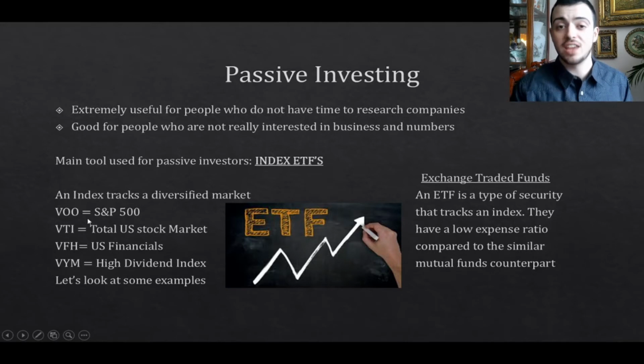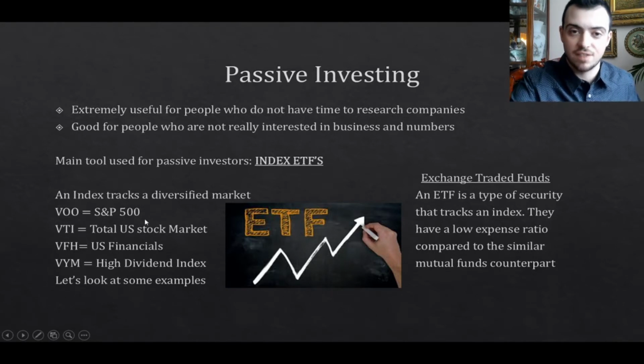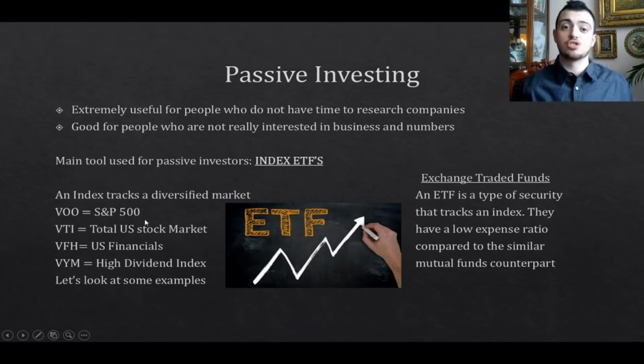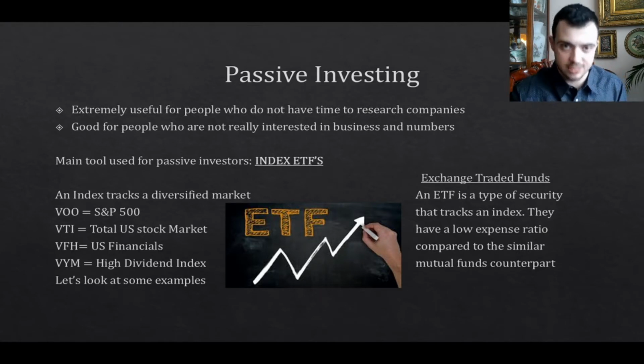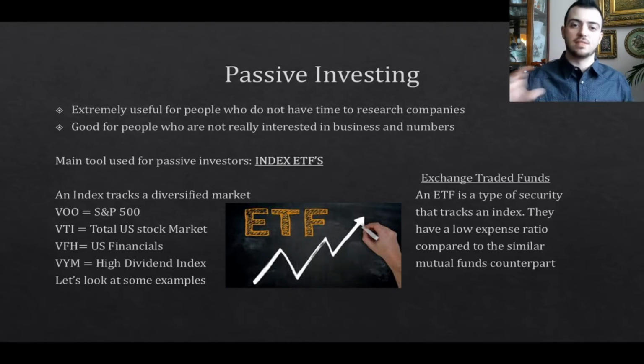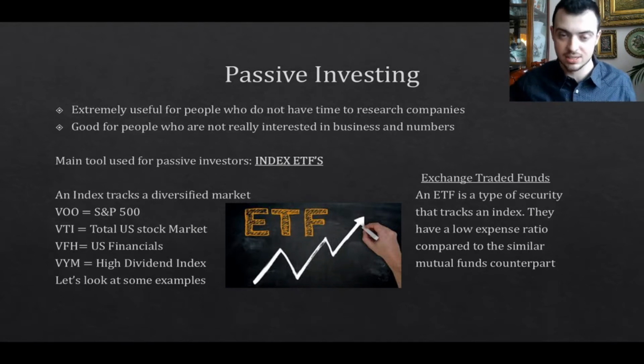First off, we'll start with VOO. So VOO is a fund that tracks the S&P 500. The S&P 500 is a basket of 500 companies inside of this, the biggest 500 profitable companies in the United States. The VTI is the total US market. So there's much more. I believe it holds around 3,000 companies. So you have the 3,000 biggest companies that are public that are in this basket called VTI.